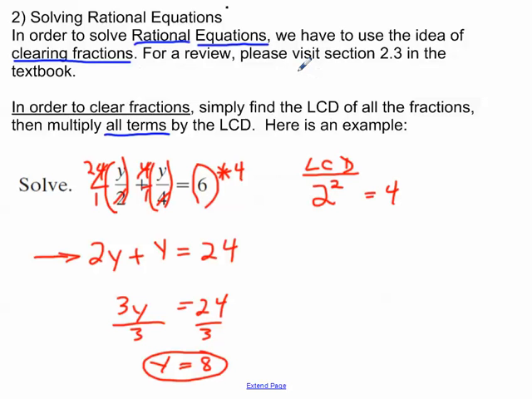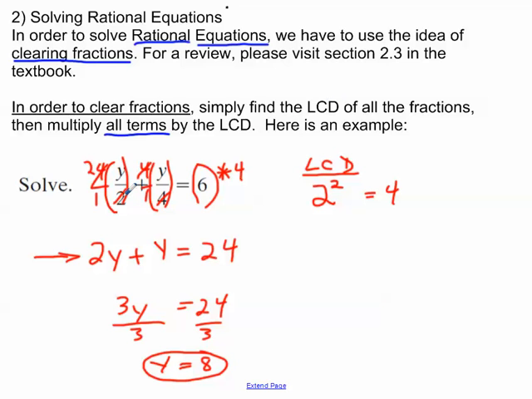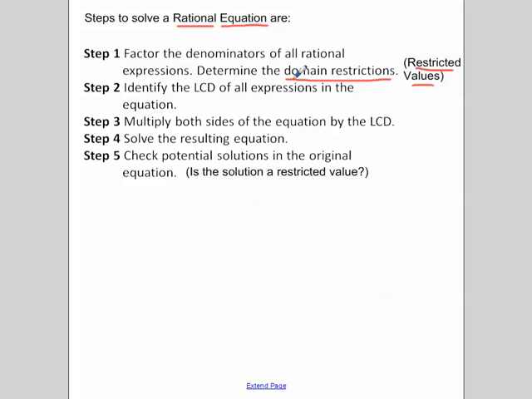In other words, if we went back here, we'd have to say, well, domain restrictions are... in the previous section, we didn't talk about domain restrictions. We talked about restricted values. Restricted values are the times when we're dividing by 0. Over here, we're not dividing by 0, so there were no restrictions on what y could be. So that's what we mean by determine the restricted values: determine the values for y, or whatever variable we were using, that would create a division by 0. That would be a domain restriction or a restricted value.